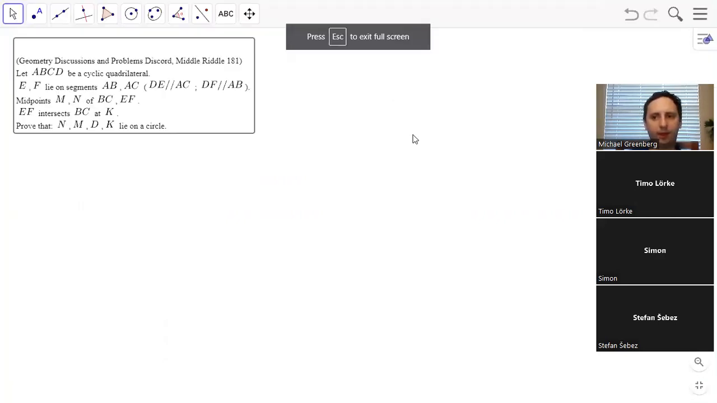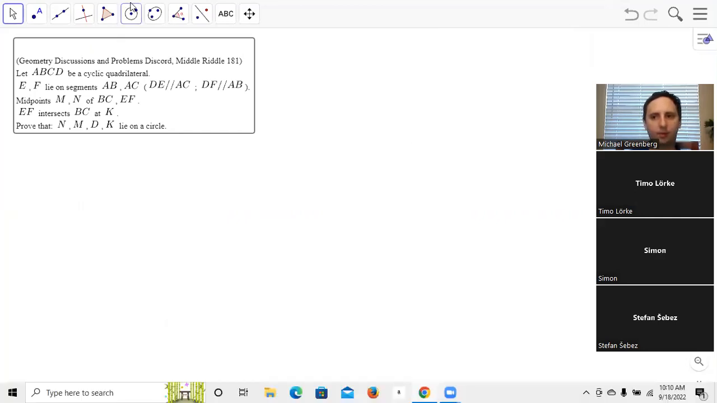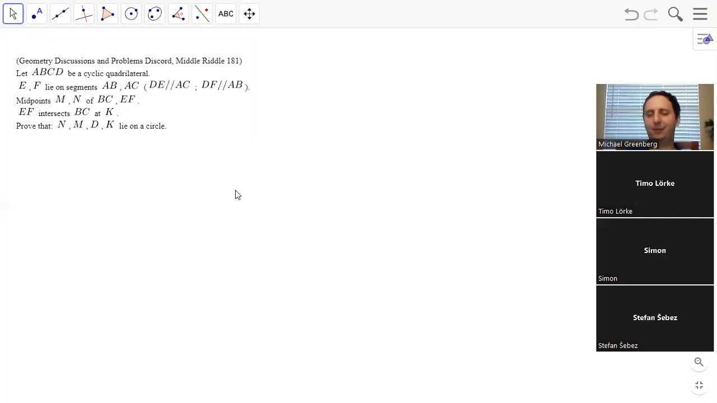So we have a cyclic quadrilateral. Are we going to do riddles after this? Oh, these are the riddles. You mean the harder ones, yeah. After this one, we're going to do the riddles. Or do you want to go straight to the riddles?